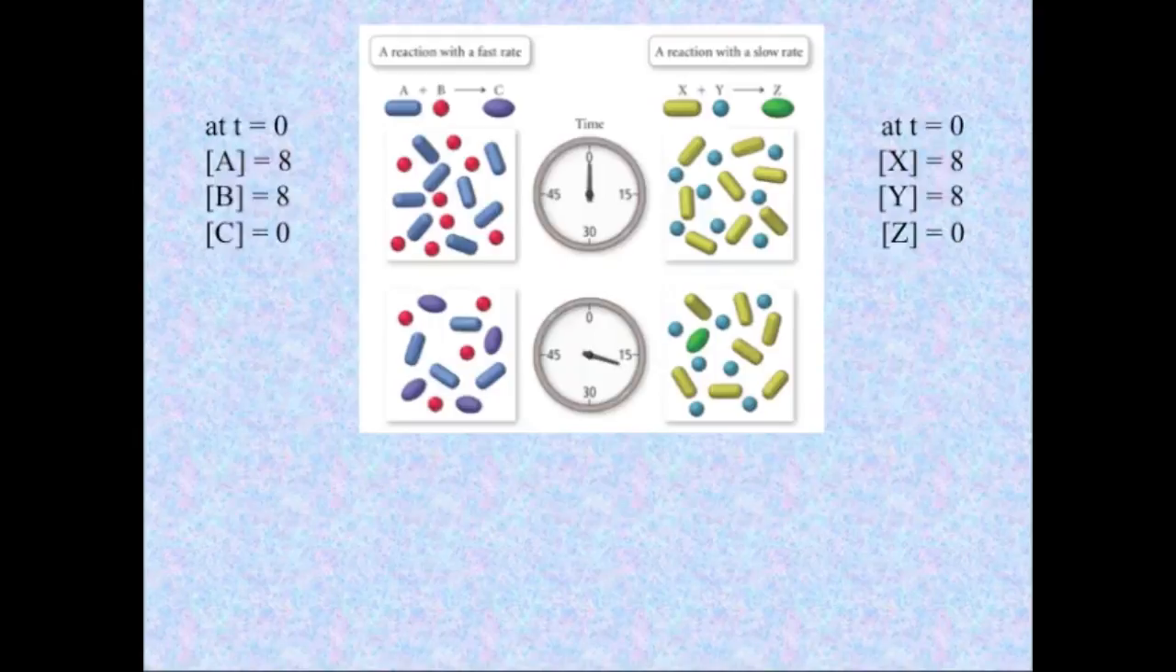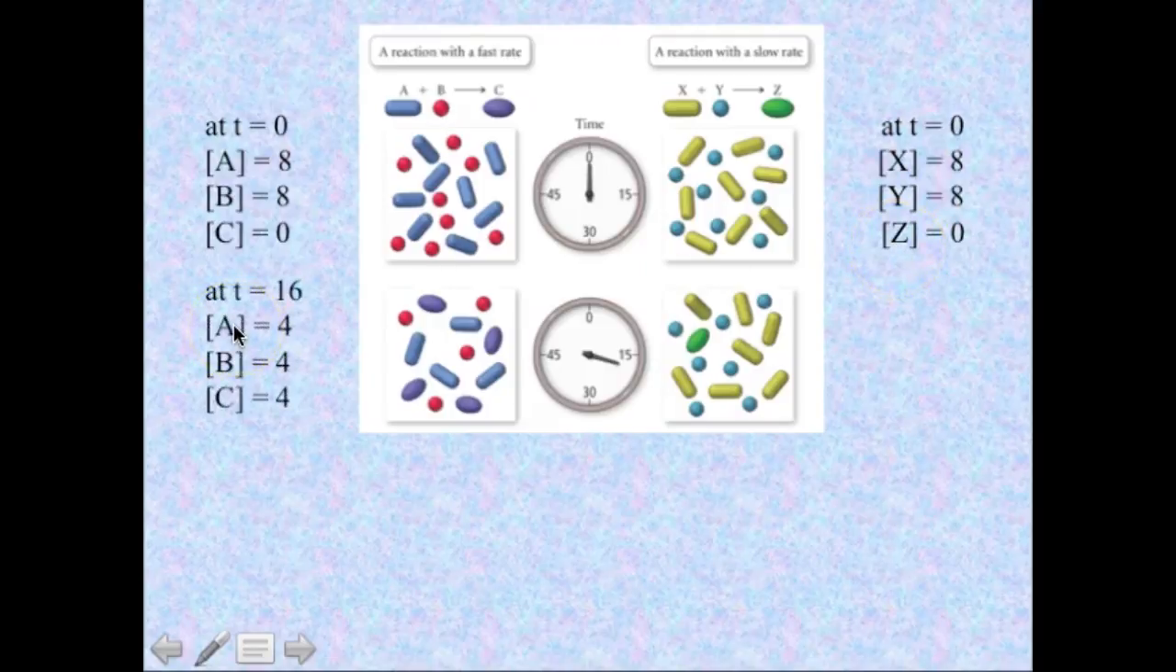Let's write rate equations for 2 different reactions. The first one is a fast reaction. We have A plus B reacting to form C. So starting off, the concentration of A is 8, the concentration of B is 8, and we don't have any product, compound C. In the second reaction, we have compounds X and Y reacting to form Z. And, like the first reaction, we have a concentration of 8 for X, 8 for Y, and no product, Z.